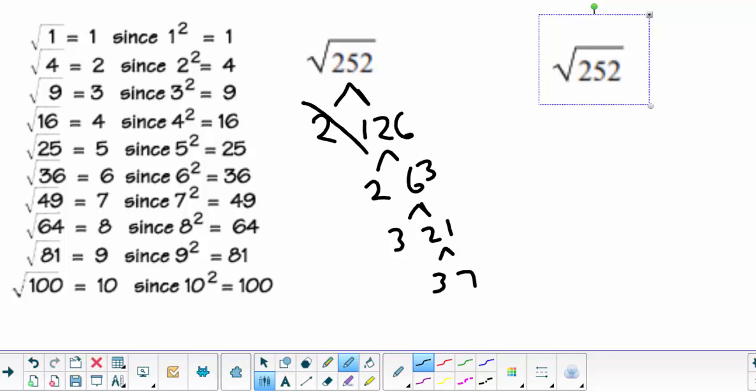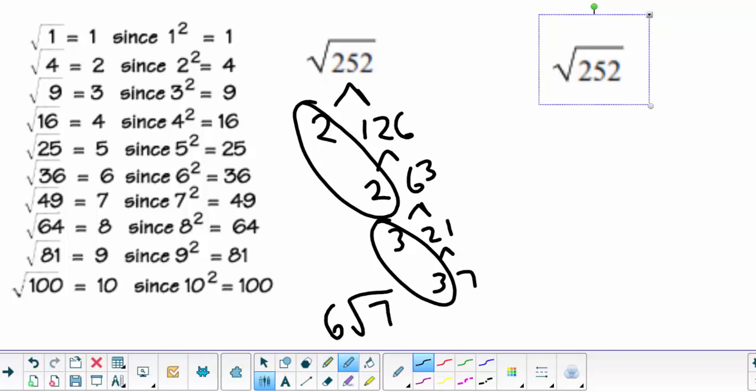And then 21 would be 3 and 7, right? So now I'm going to circle my groups of 2. I've got a 2, I've got a 3, and then the 7 is left over. So I can pull a 2 and a 3 out. 2 times 3 is 6. And then I have radical 7 left over, and that would be our answer.